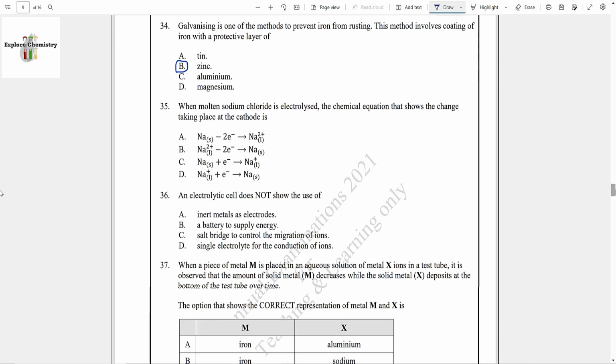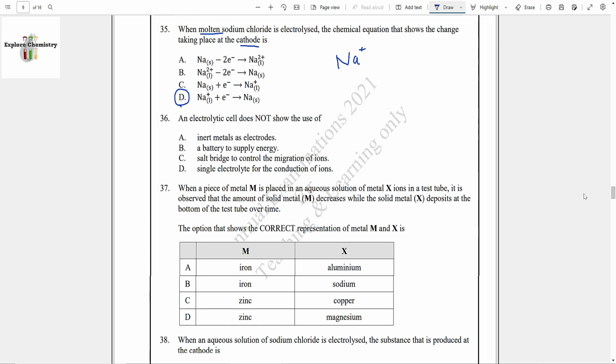Number 35, when molten sodium chloride is electrolyzed, the chemical equation that shows the change taking place at cathode. Cathode is the negative terminal, so positive cation will move towards cathode and it will gain electron. Sodium is having +1 charge, it will gain 1 electron. So after gaining 1 electron, it will convert into sodium solid. This will be the correct answer. Why not this one? Because sodium is not present in solid state. It is written molten sodium chloride. It is present in liquid state. So this is the correct answer.